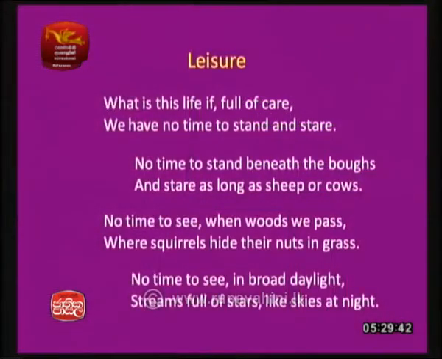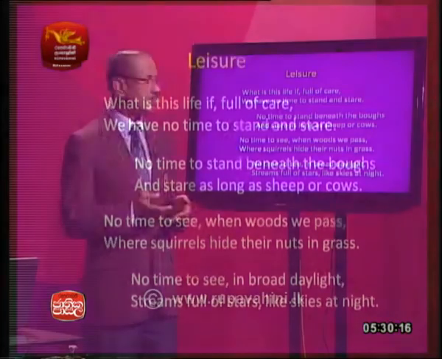Look, children, what is this life, full of care? We have no time to stand and stare. We have no time to stop a little and look around. No time to stand beneath the boughs. That means the branches of trees. We have no time to stand a while beneath the branches of trees. And stare as long as sheep or cows. Sometimes sheep and cows may be doing it, but human beings, we don't have time.